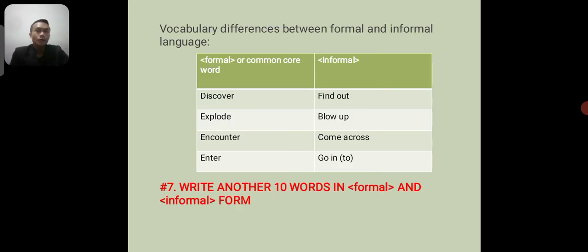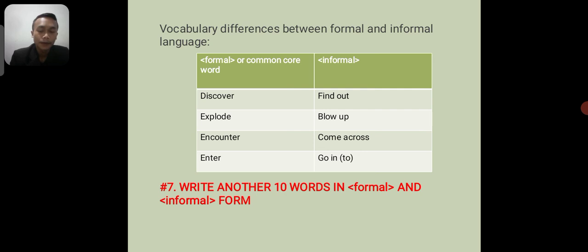Then, next slide. Vocabulary differences between formal and informal language. Formal or common core word. Discover, and informal, find out. And then explode, formal; informal, blow up. And then encounter, formal, and come across, informal. And then enter, formal, and then go in or go into, informal.